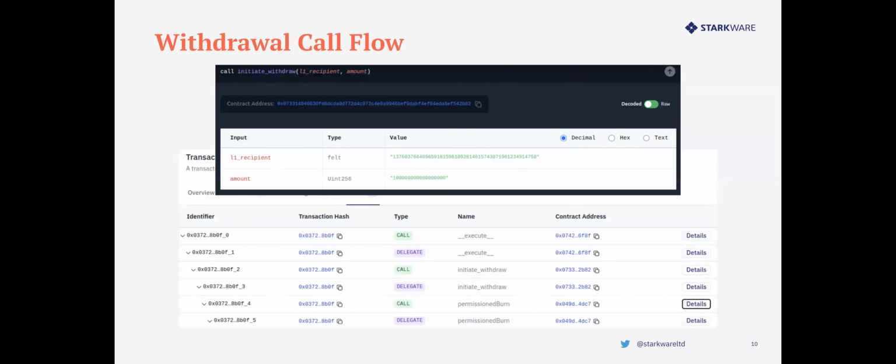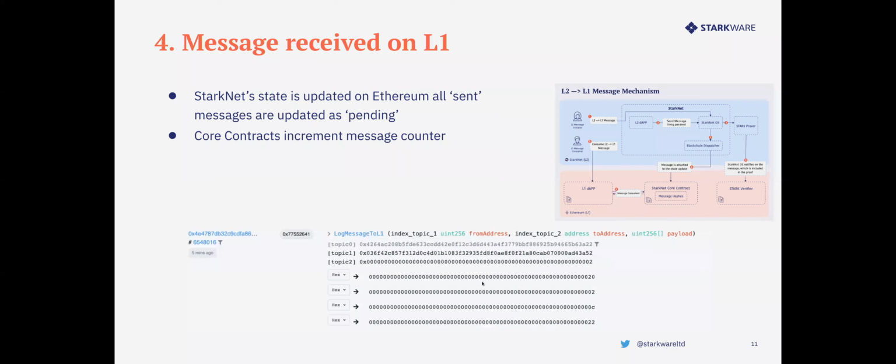So yeah, in this case, it is a withdrawal, so there are more internal calls. Because we're using the account abstraction here, it calls the execute, calls the withdraw, calls the burn, but it is not actually that relevant for us now. Okay, now what's happening on the L1 side?